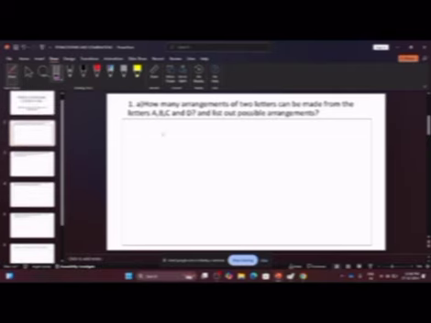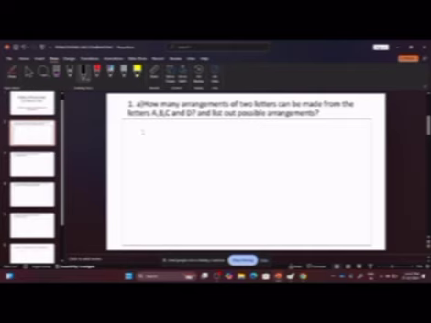Okay, let's move to our first question. The question asks us to find the number of arrangements of two letters that can be made from A, B, C, and D. And we also need to list out the possible arrangements. So, please tell me the equation to find the number of arrangements. What does arrangement mean? We have to find permutations. Okay, dear, very good. Permutation is another word for arrangement, right? So, please tell me the equation to find the number of permutations.